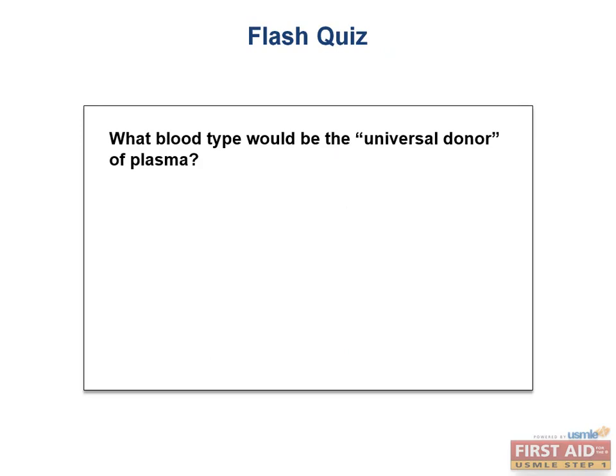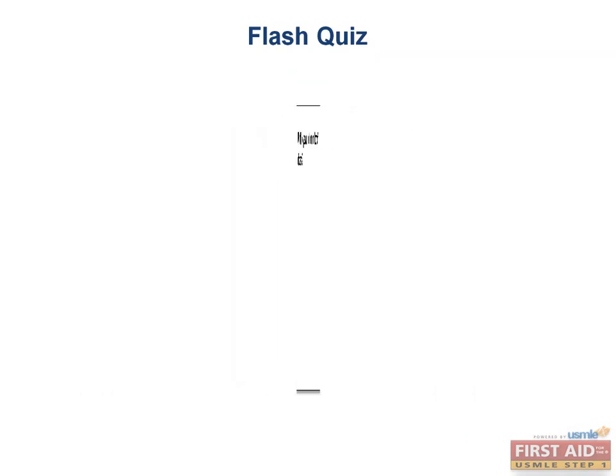Let's try a quick flash quiz. What ABO blood type would be the universal donor for plasma? That would be type AB.